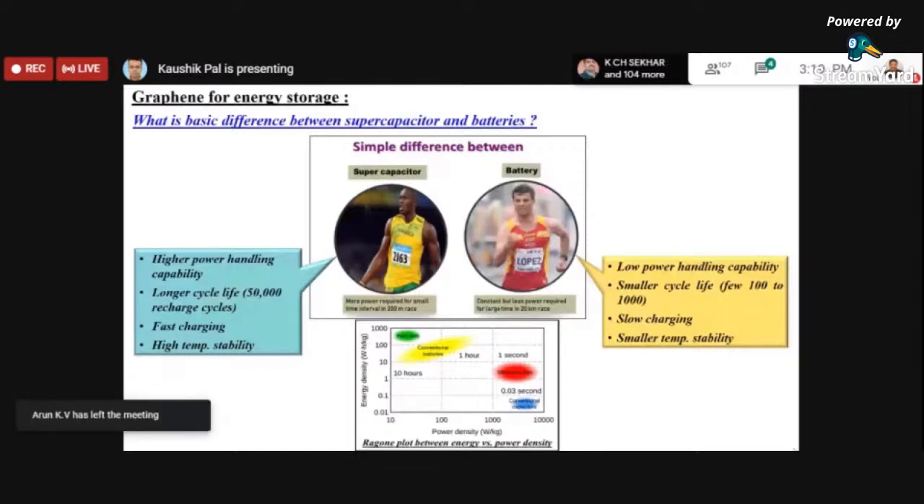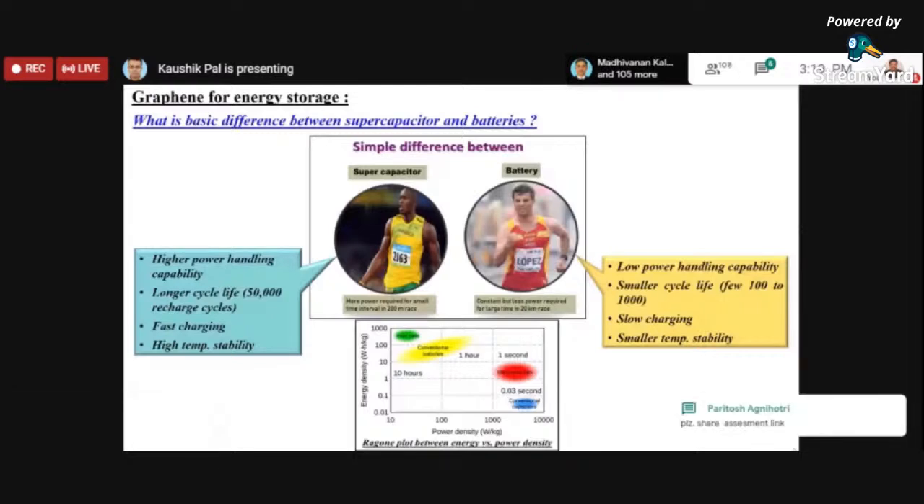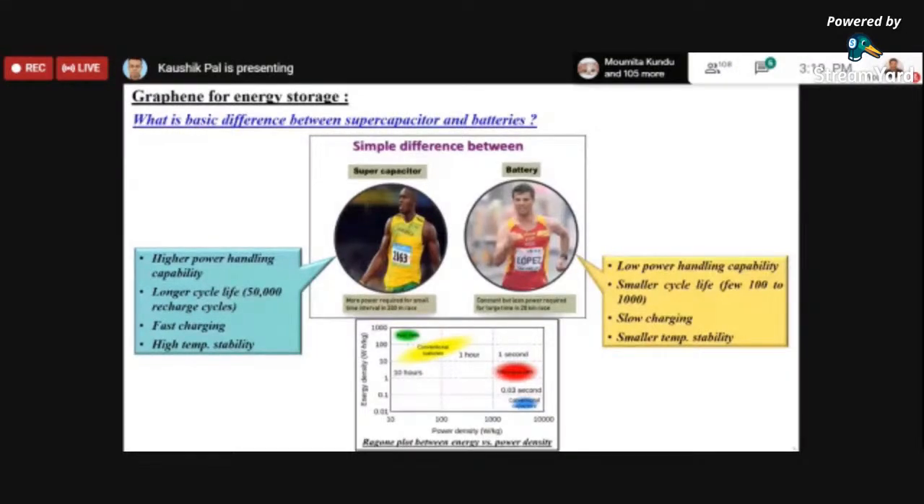Now if I go through the Ragone plot between energy and power density, so you can see, if I talk about the power density, the ultracapacitors or maybe the conventional capacitors. So ultracapacitors stand over here, which have a high energy density, and the power density is also high. But when I am talking about the conventional batteries, the energy density is high, but the power density is low. If I talk about the fuel cells, they have a very high energy density, but very low power density. So now we can easily understand the difference between the supercapacitor and the battery.